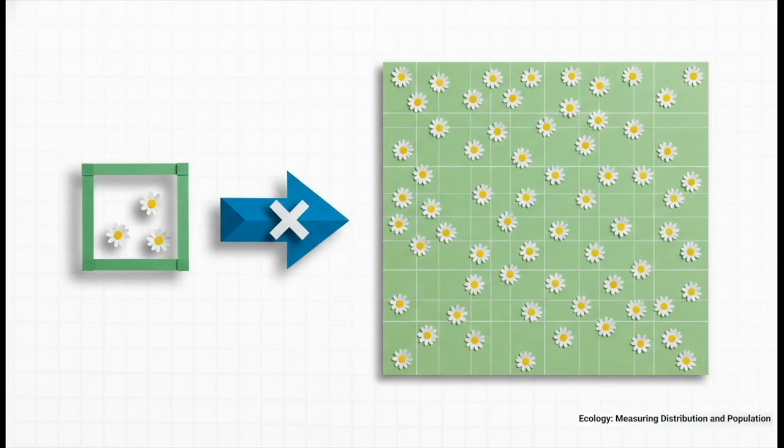This is the really clever bit where we scale everything up. We know that, on average, there are 6 daisies in each of our quadrats. So how do we work out how many are in the whole field? Well, we just need to know the total area of the field. Let's say it's 20 meters by 50 meters, which is 1,000 square meters. We just multiply that total area by our mean. So 1,000 square meters multiplied by our average of 6 daisies gives us a final estimated population of 6,000 daisies.